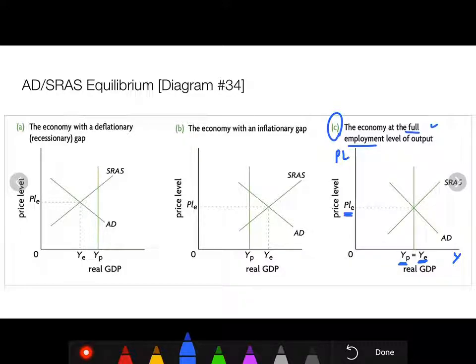If there is a deflationary gap, if YE is less than YP, as you can see here, if YE, the equilibrium level, falls below the potential level, that means we're in a recession. The economy is producing lower than its potential overall level.